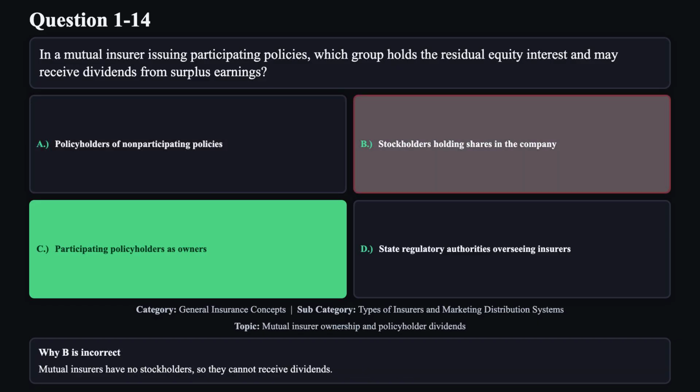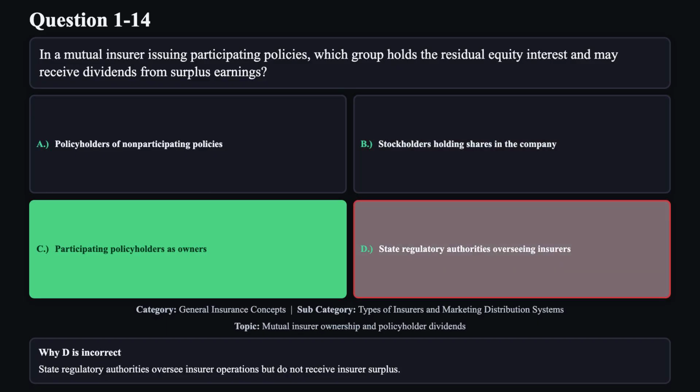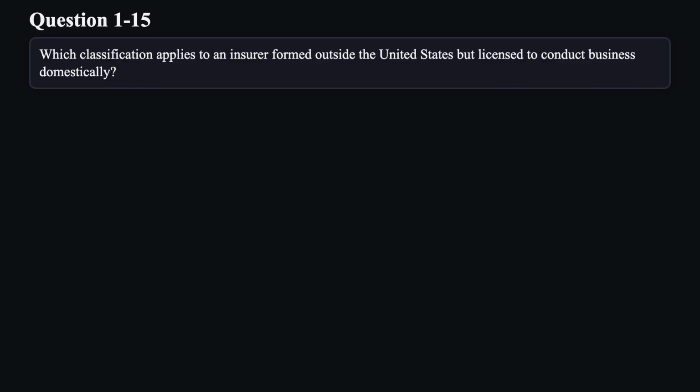Reason B is not correct. Mutual insurers have no stockholders, so they cannot receive dividends. Reason D is not correct. State regulatory authorities oversee insurer operations but do not receive insurer surplus. Question 15. Which classification applies to an insurer formed outside the United States but licensed to conduct business domestically?